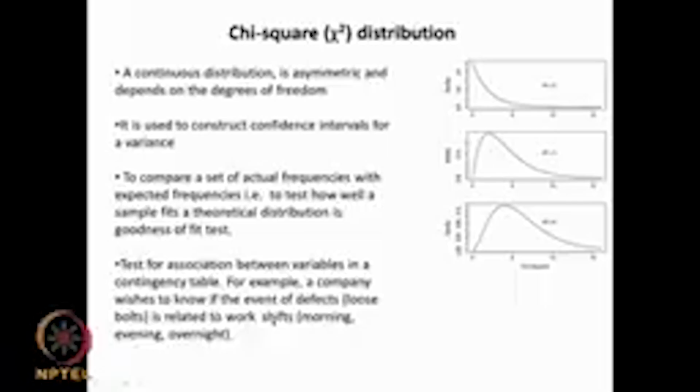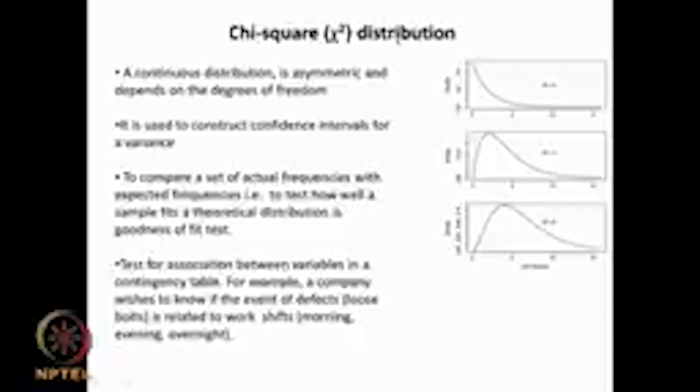Now, is there an association? You want to know, because it is always considered that people working in the night shifts may make mistakes, so mostly defects come in the night shifts. So, is there an association between the defects or failures and the shift, that is, the time in which workers work? In this type of situation also we use the chi-square distribution and chi-square test.